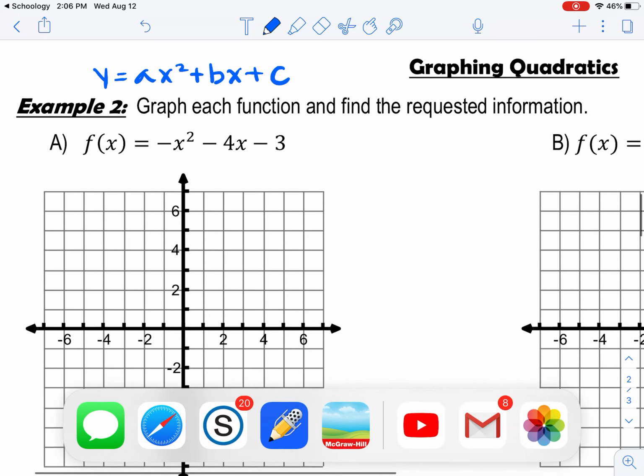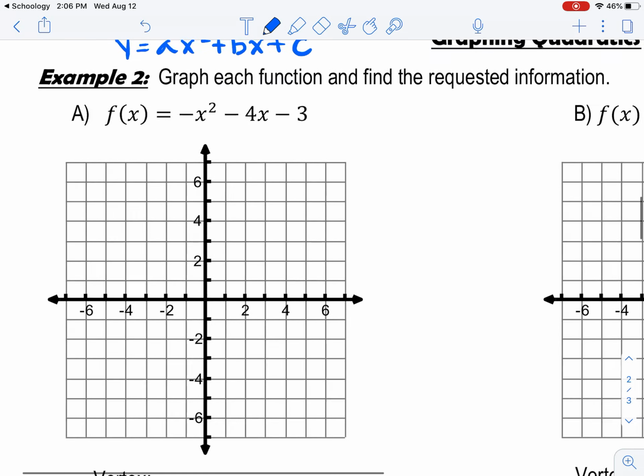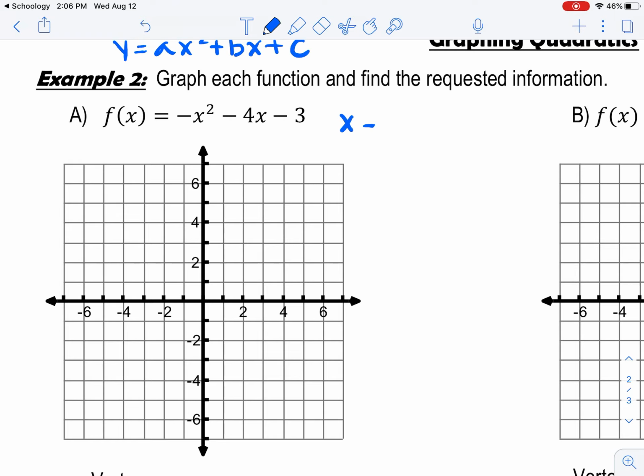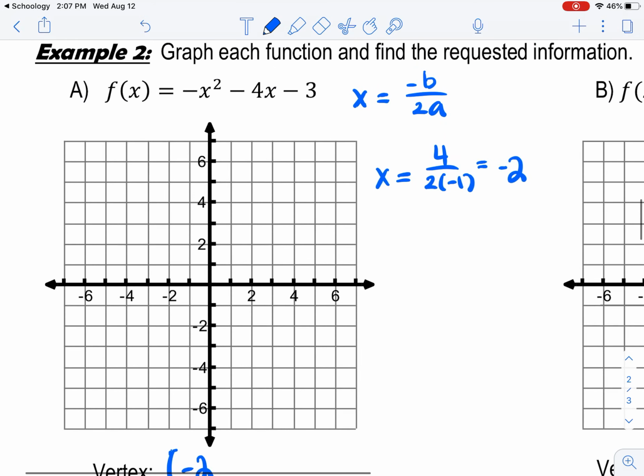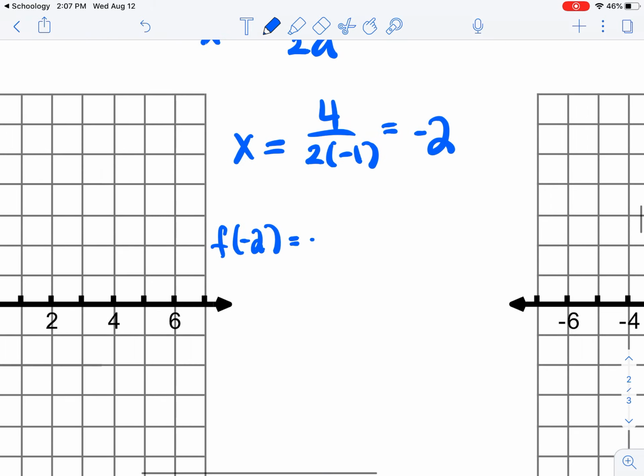Okay, so to find the x value of your vertex, you're going to use the opposite of b over 2 times a. So in this particular one, x equals the opposite of b, which is 4, over 2 times a, which is -1. So that's -2. So that means the x value of my vertex is -2. To find the y value, I'm going to plug in -2. So I'm going to find f of -2.